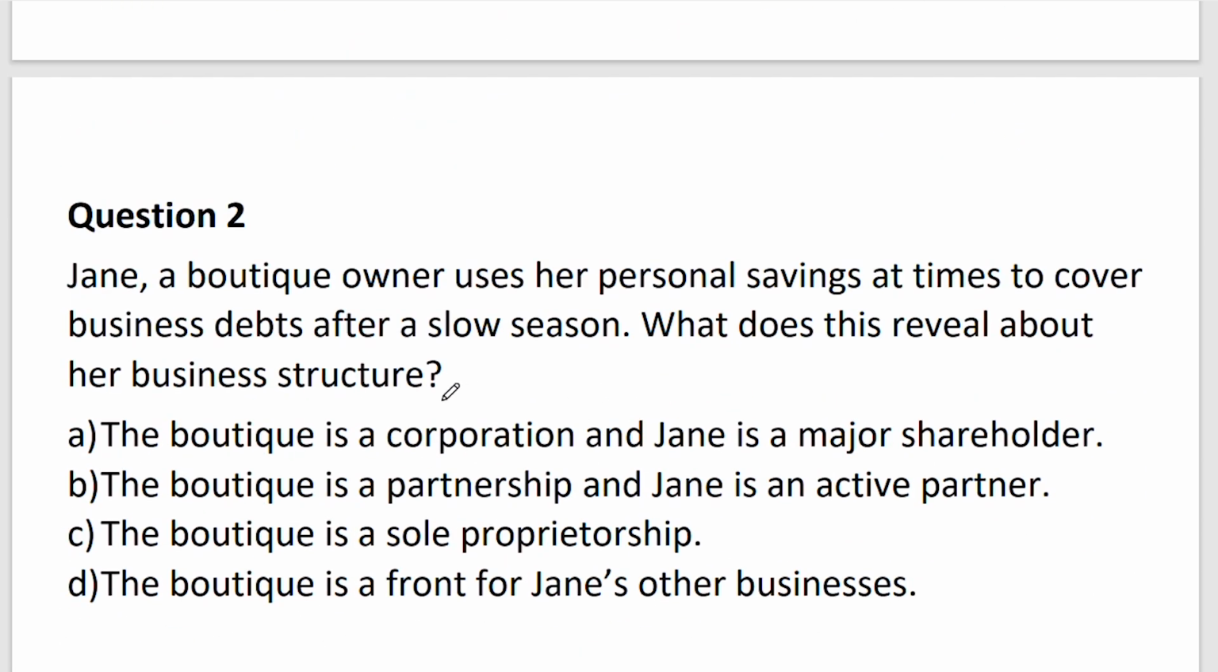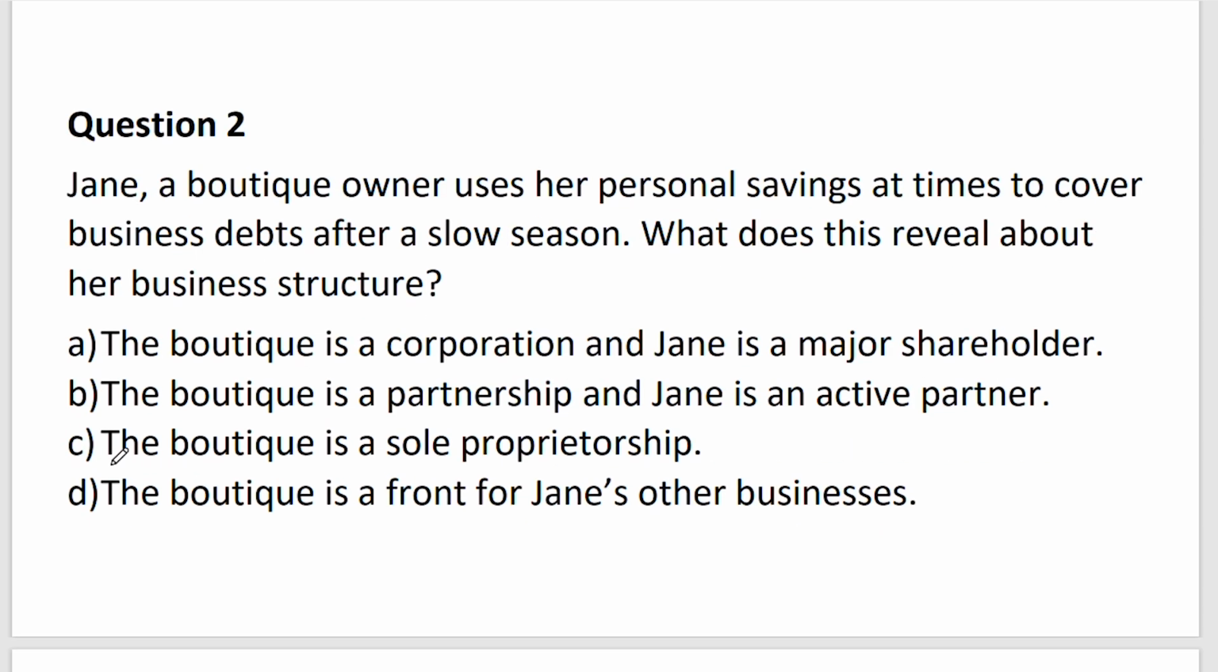Next, Jane is a boutique owner who uses her personal savings at times to cover business debts after a slow business season. What does this reveal about her business? Well, it simply tells you that the business is a sole proprietor. It's not any of these other things, because she's the owner and she's using her own money to cover the business.